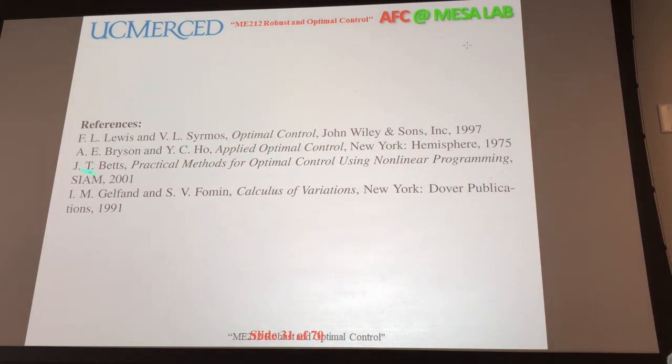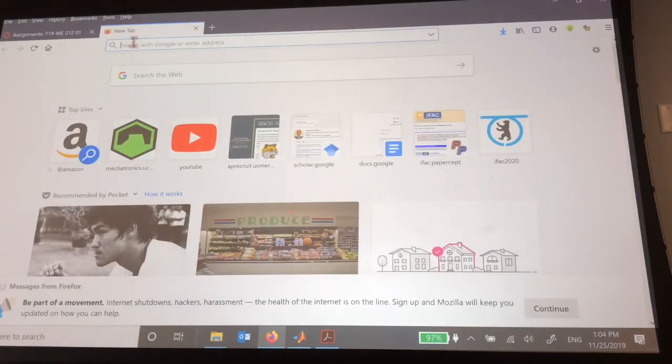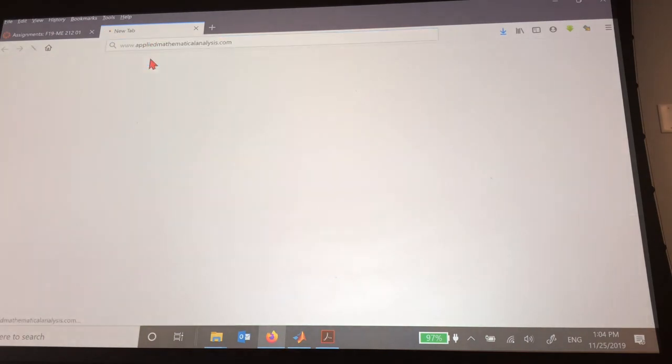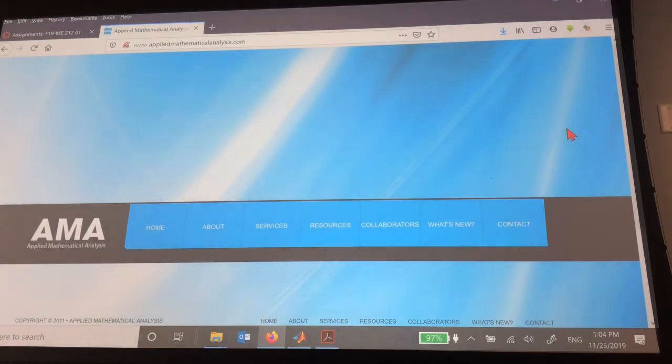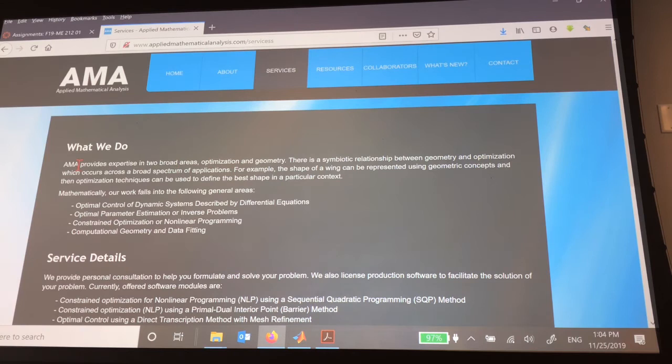And I just discovered recently that he retired, and he started a company called Applied Mathematical Analysis. He's providing services for optimal control of dynamic systems described by differential equations, optimal parameter estimation or inverse problems, and so on and so forth.